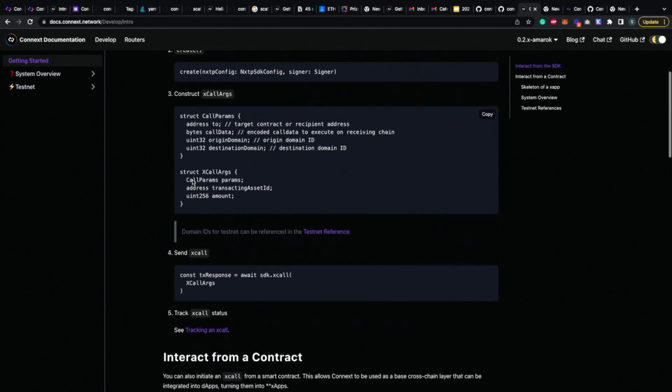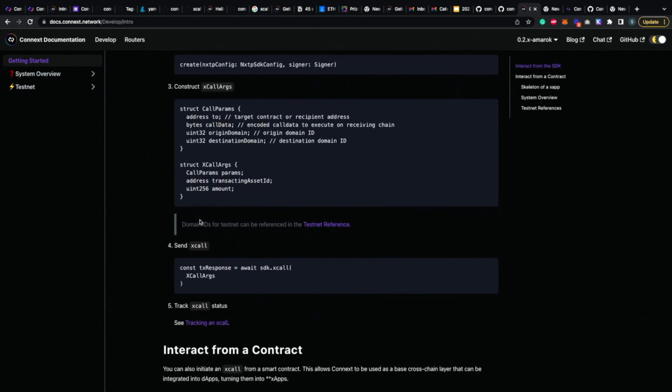Other than this, we have xcall, which is the main function where you provide whatever you want to transfer from one chain to another. So we'll mention the to address, the target address where you want the interaction to happen, or the receiver of the funds.